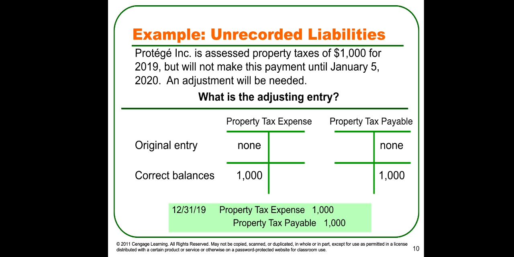You debit the expense, you record the expense account, which is the property tax expense, 1,000. And the second thing that you have to do, you have to record an increase in liability. So the name of the liability in this situation is property tax payable, $1,000. So payable is always a liability. Receivable is always an asset.